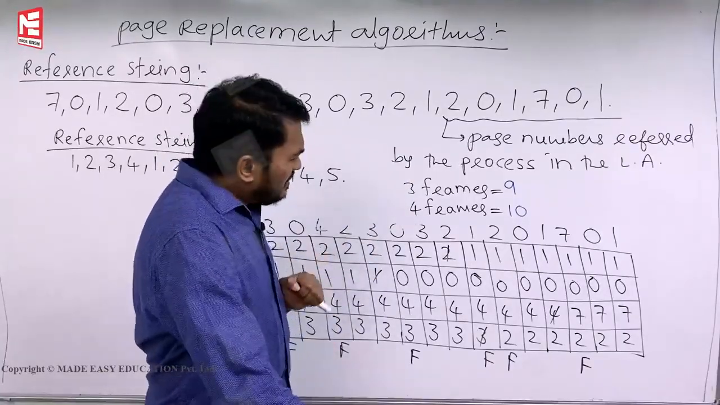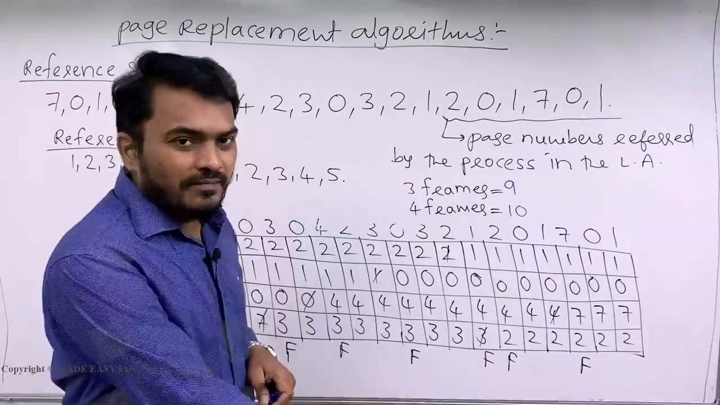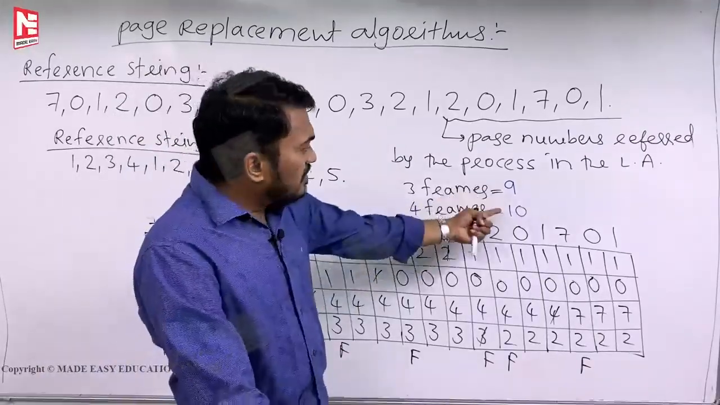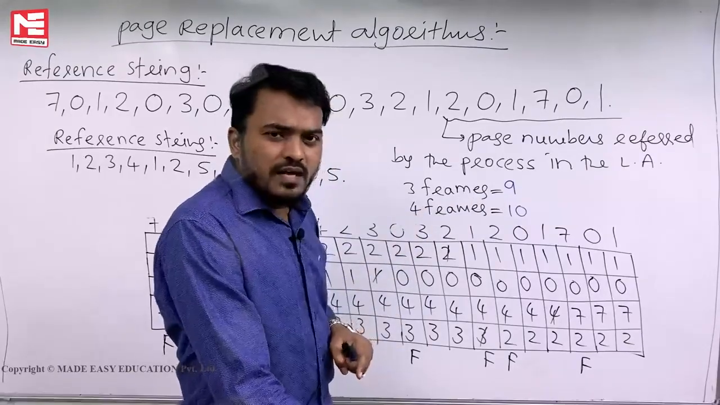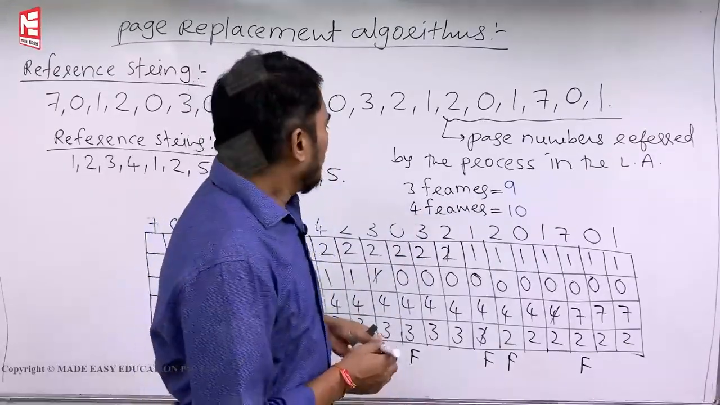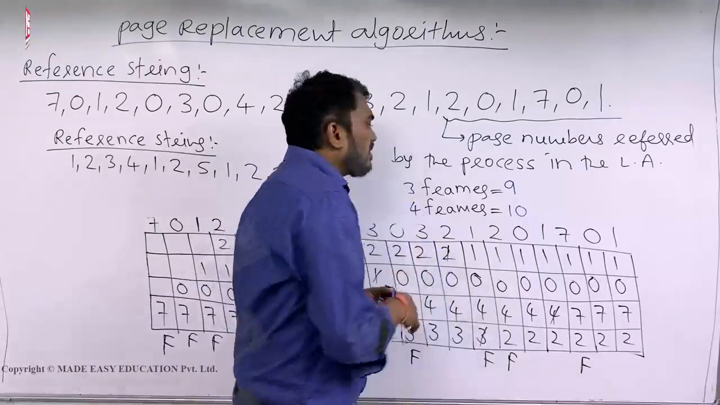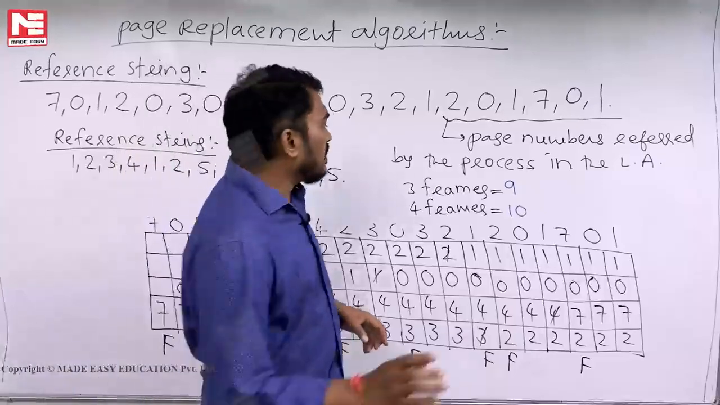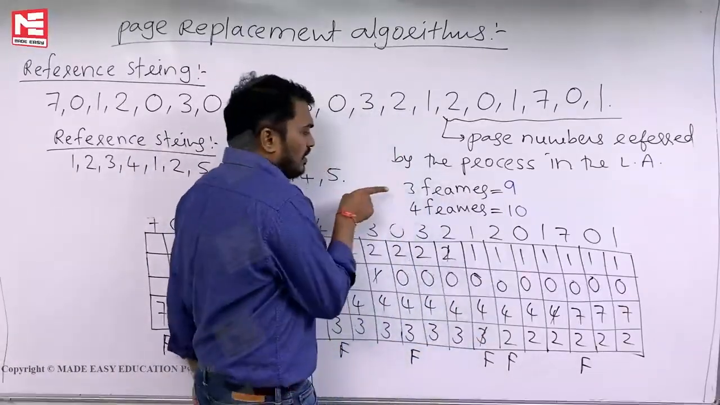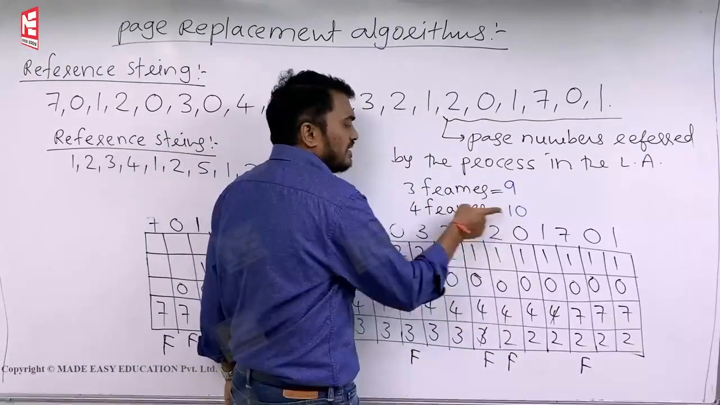If you observe these values and results, you will understand some important point. With 3 frames you are getting 9 page faults and with 4 frames you are getting 10 page faults. Remember, when you are giving more number of frames to the process, listen carefully. Here 3 frames gave 9, and 4 frames gave 10.